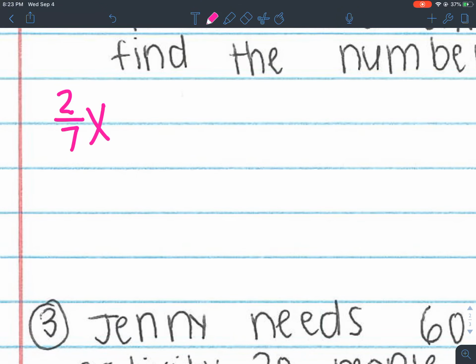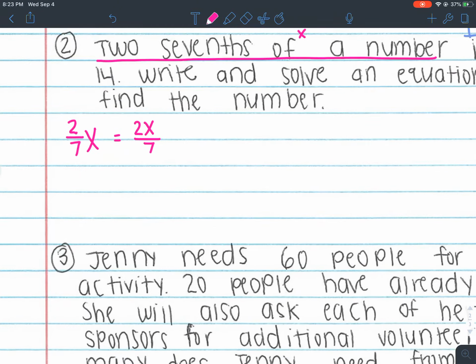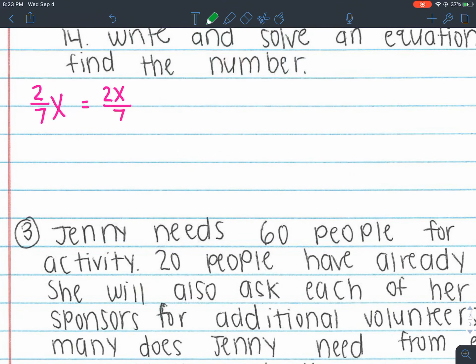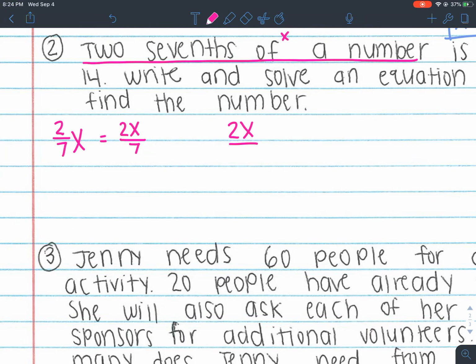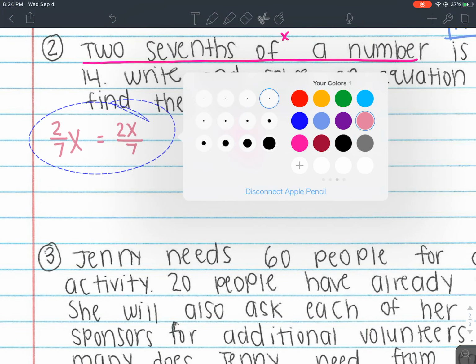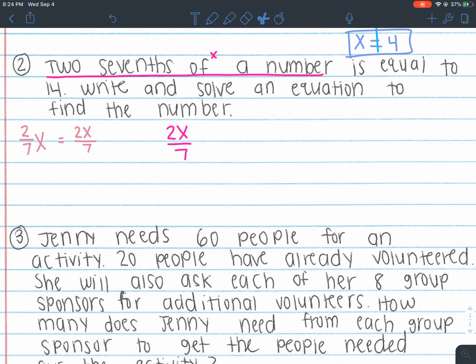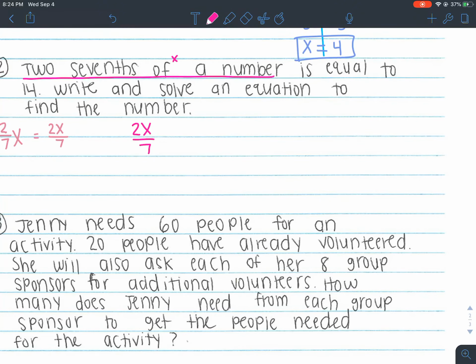So you could write this. However, that is also the same thing as 2x divided by 7. And I'm going to go ahead and write it that way because it's the easier thing to do. It makes your life a lot easier when you're solving the equation. So that's what we're going to use. Okay. Then it says 2/7 of a number, so we got that part taken care of, is equal to 14.